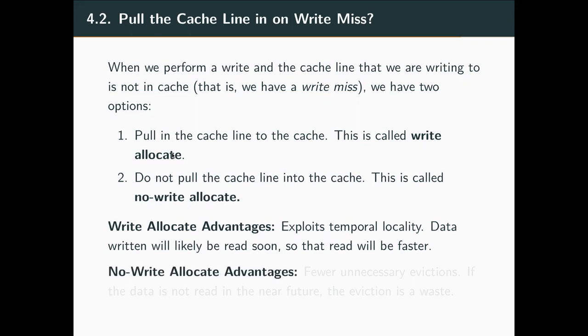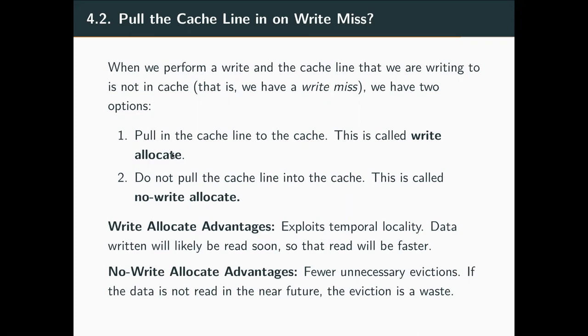However, no write allocate is not without merit as well, because you end up getting less unnecessary evictions. So if it's not the case that you're going to read the data in the near future, the eviction to allocate this new space for the written line is going to be a waste. So maybe you write a value and then you do a bunch of stuff that doesn't have to do with that value, and then eventually you go back and read it, it's probably evicted by then. And then you've basically just done unnecessary work.